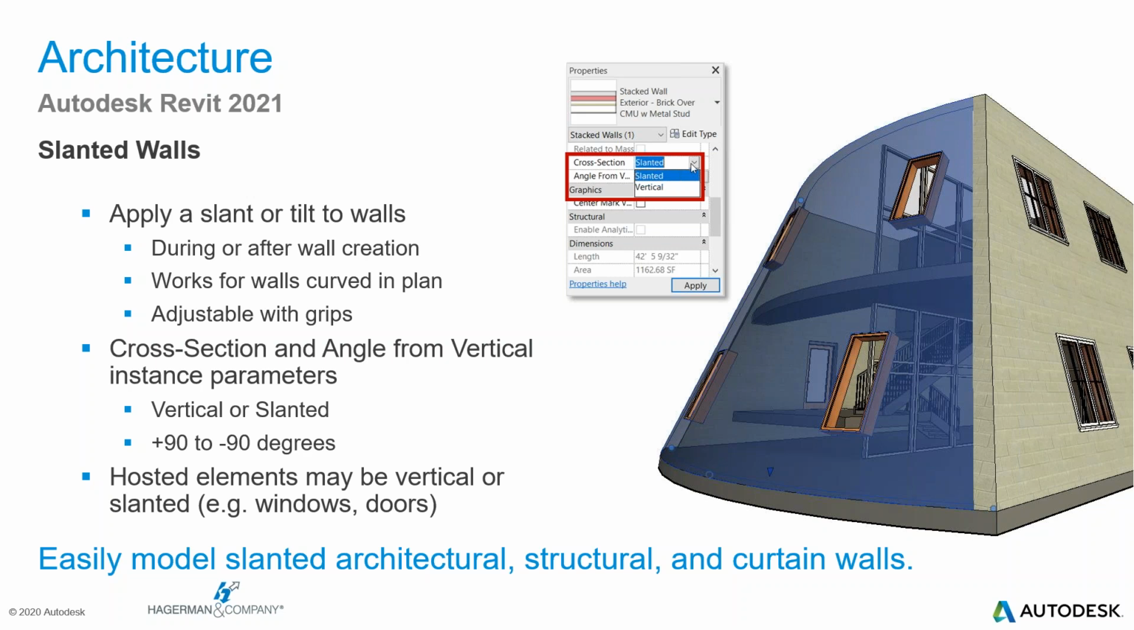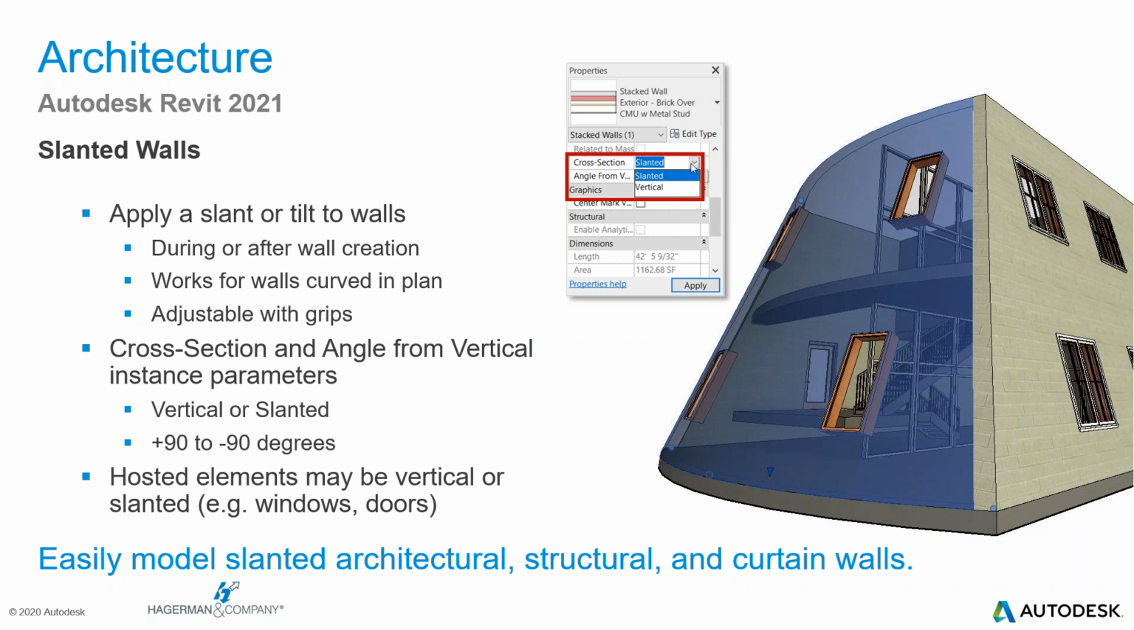You may also use the editing grips at the top of a wall to adjust its height or angle. Windows and doors hosted in slanted walls will display an additional orientation instance parameter in the constraints section of the properties palette. You may elect to have the hosted element match the angle of the wall by changing this parameter from vertical to slanted. That probably makes more sense for the windows, probably not the doors.